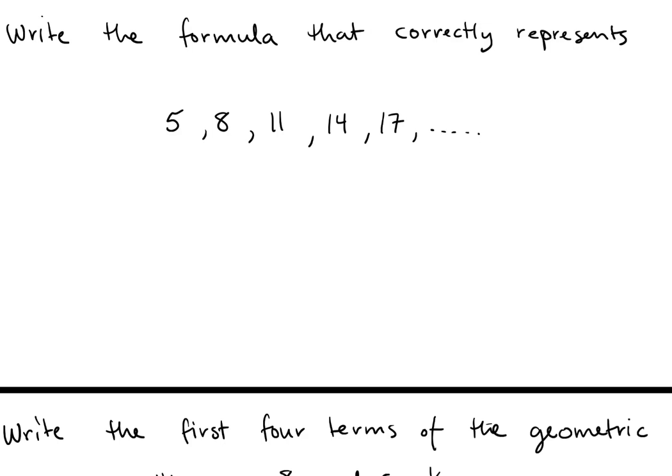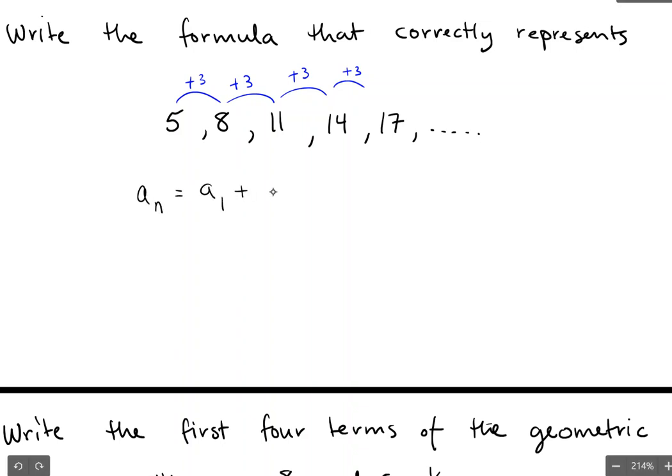So we need to ask ourselves, to go from 5 to 8, in this case we would add 3. Let's see if that pattern continues. To go from 8 to 11, we still add 3. 11 to 14, we still add 3. And we see to get from one term to the other, we constantly add 3. So then we would reference and figure out, okay, what is the formula for an arithmetic sequence? In general, it's the nth term is the first term plus the common difference times n minus 1.